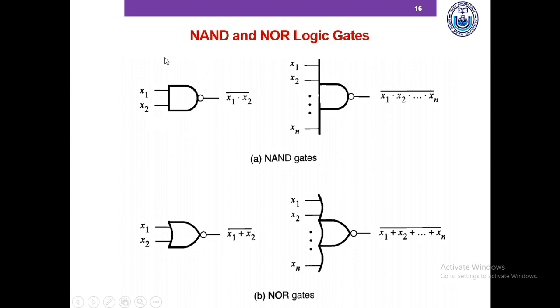So here's the symbol of a 2-input NAND gate. It's the exact same symbol as the AND gate, except there is a bubble here. This bubble indicates the NOT operation. So the AND output is passed through a NOT gate, and this is indicated by the bubble. The only difference from the symbol of AND is this bubble. Similarly, the only difference between the NOR and OR gates is that there is a bubble towards the end of the NOR gate, and this bubble indicates the NOT operation. And this is the multi-input version of the NAND gate and NOR gate.